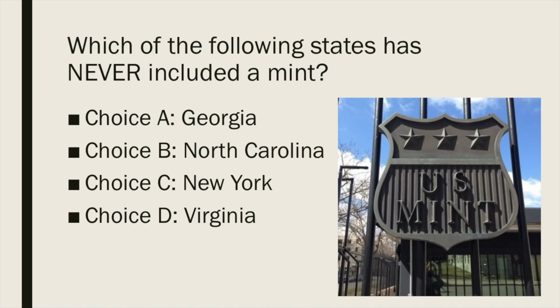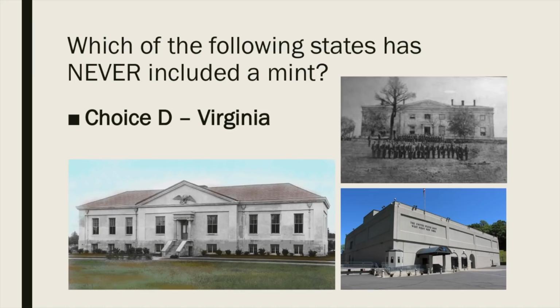Here is our, I believe, second to last question. Which of the following states has never included a mint? So a mint has never been in the state. Choice A is Georgia. Choice B is North Carolina. Choice C is New York. And choice D is Virginia. If you've done some other coin trivia, you may be able to narrow it down a little bit. But our answer is choice D, Virginia.